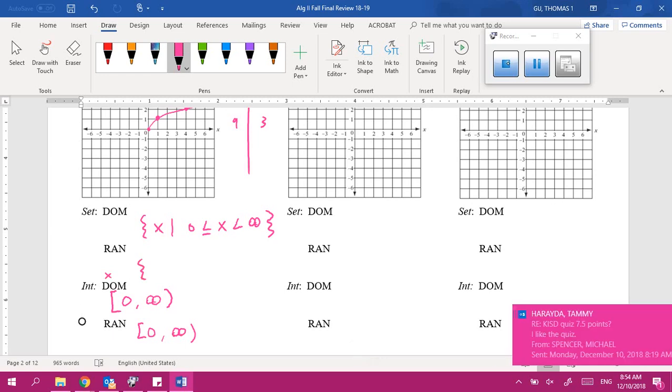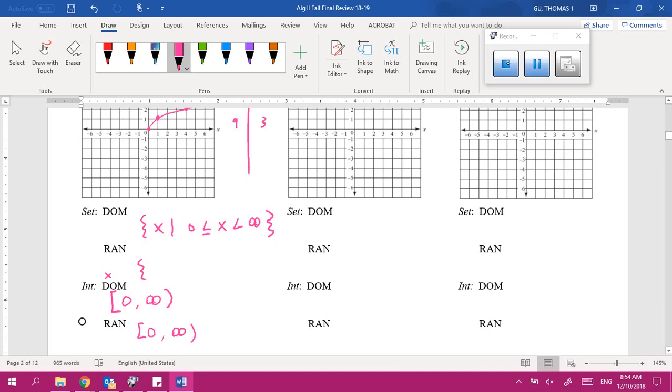Squiggly. What's next? Y. And then? The line. 0. Less than or equal to. How did you know it's less than or equal to? Because we got a bracket next to the 0 right there. Then what comes after that? Y. And then? Less than infinity. And then? Squiggly line. And that is the domain, range, and set builder.